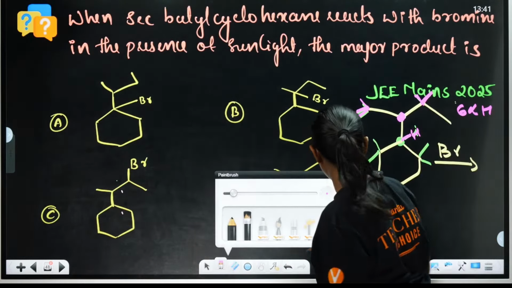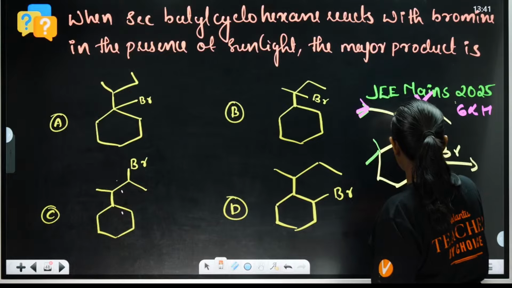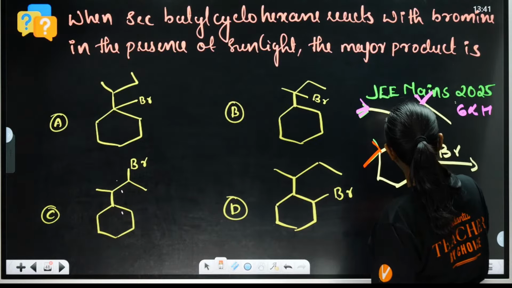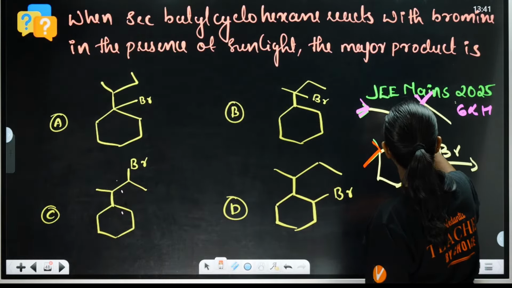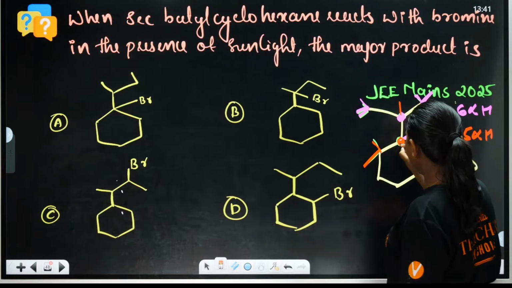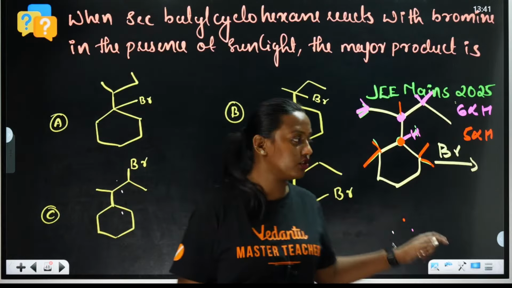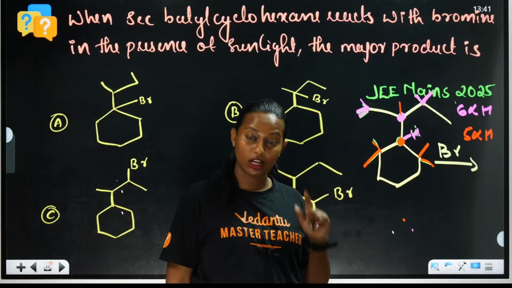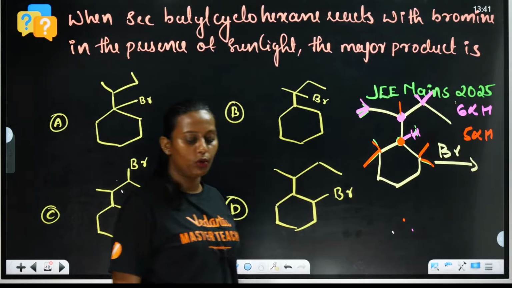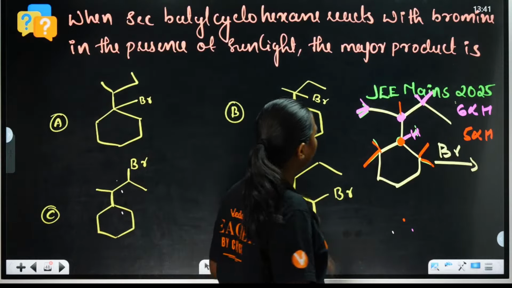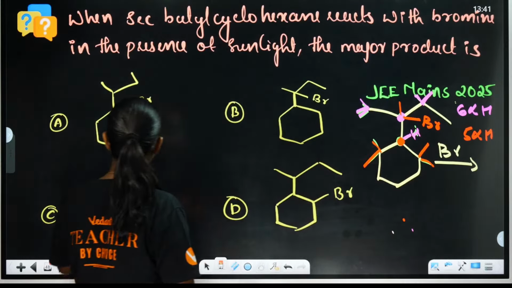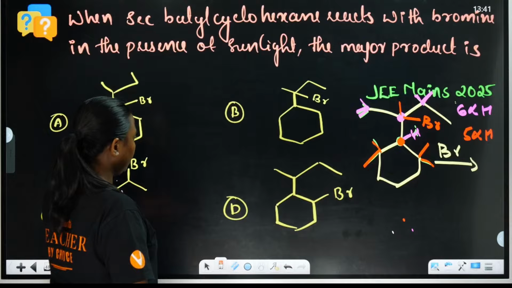If you consider this point, how many alpha hydrogens are there? 1, 2, 3, 4, 5. So 5 alpha hydrogens at this point, and 6 alpha hydrogens at the other point. More alpha hydrogens means more stable. So simply, the bromine will go here. So the correct answer is where bromine goes here.